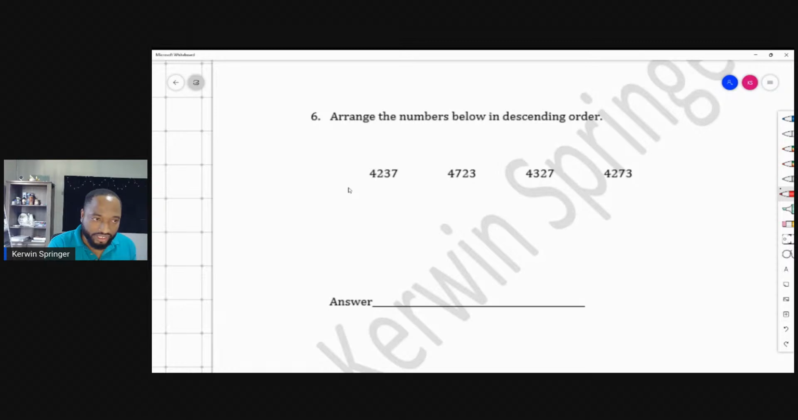Arrange the numbers below in descending order.